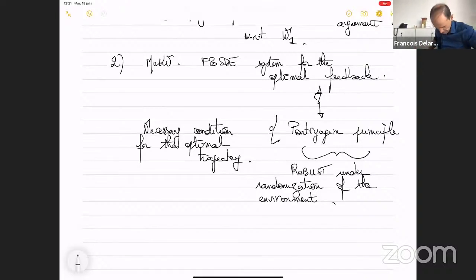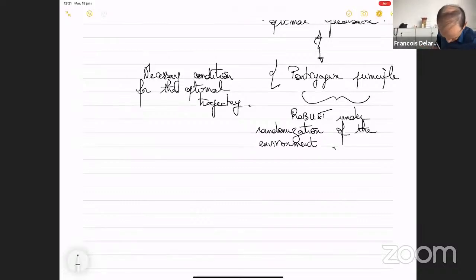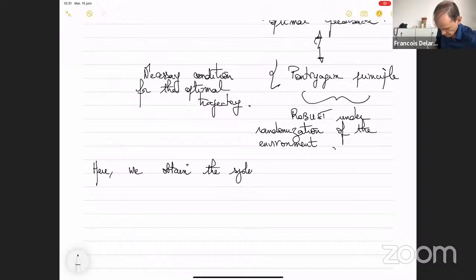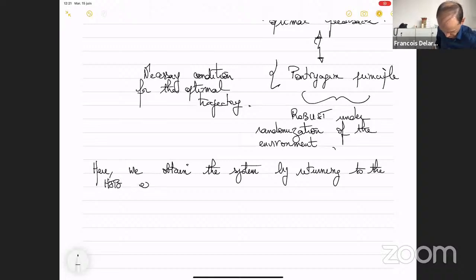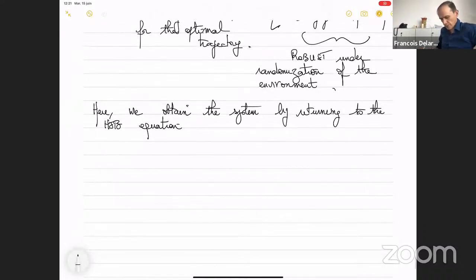So here we obtain the system by returning to the HJB equation. And so what you do is to say, I'm going to compute the derivative of the HJB equation, which is basically my optimal feedback in my setting.